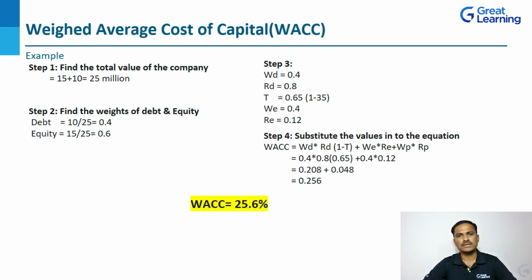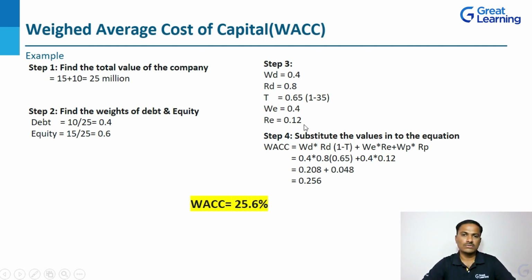And now the third step, you capture all the necessary data. So weight of debt is 0.4. The cost of debt is 0.08. So this is the interest rate. Then tax is 0.65. What is 0.65? 1 minus 0.35. 0.35 is the tax rate. Remember, always interest is tax deductible. So what is weight of equity? 0.6. And what is the cost of equity? 0.12. That is 12%, right?